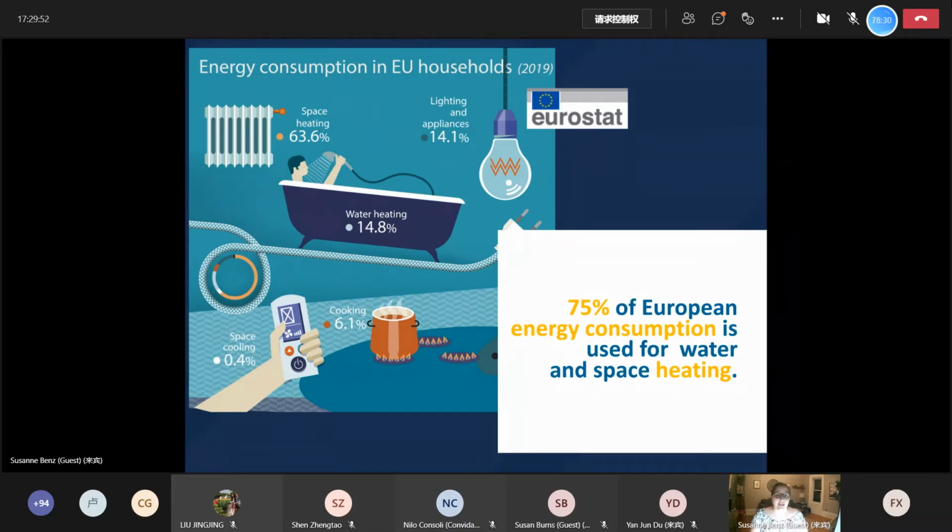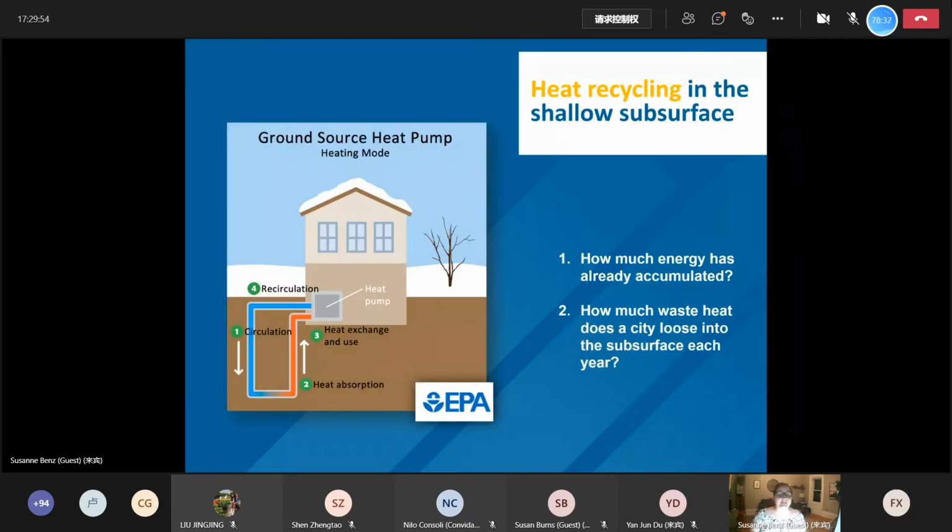Hence, the introduction of heat recycling in the shallow subsurface. The idea is pretty simple: using shallow geothermal systems to simply reuse the heat that we find in the subsurface and that has accumulated in the subsurface, in all these places we were looking at before, and using it to warm our buildings, our houses, our water.